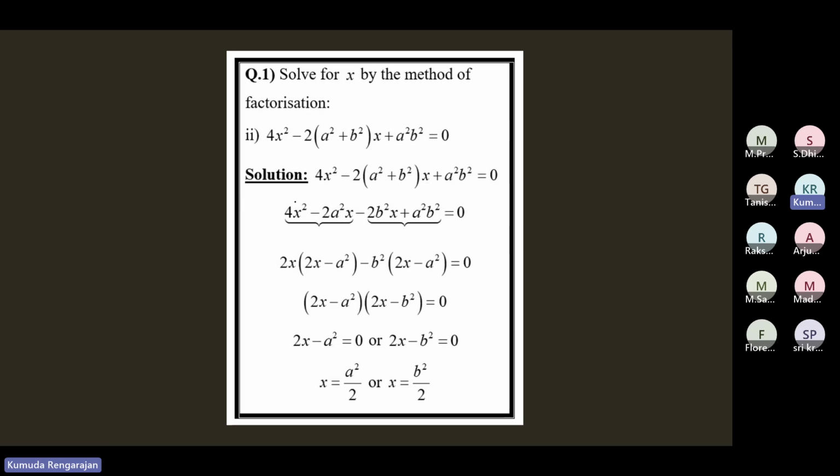Again, we have one x square term, two x terms, and a constant. So we can proceed by grouping. Whenever you have one x square term, two x terms, and a constant, you can proceed by grouping. Group the first two terms, group the last two terms. You know 2x is common. So on solving, we get x is equal to a square by 2 or x is equal to b square by 2.